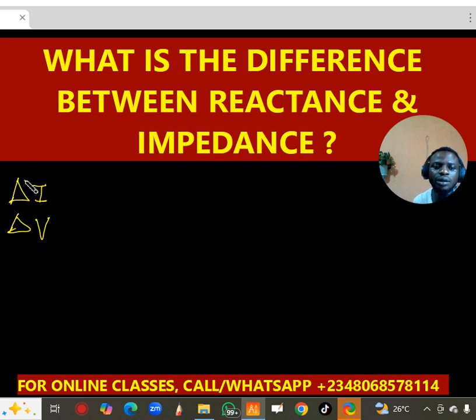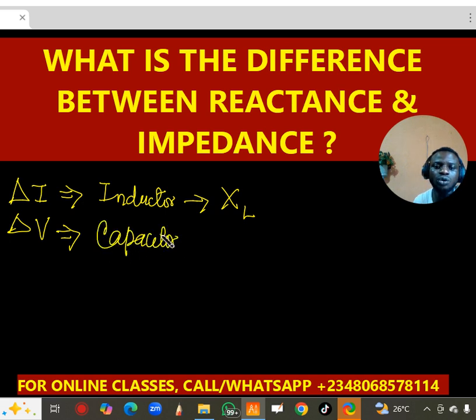For a change in current, a device which we call the inductor always steps in. So the inductor steps in to cause a reactance, which we now call the inductive reactance. And for a change in voltage, a capacitor comes in to cause what we call a capacitive reactance.